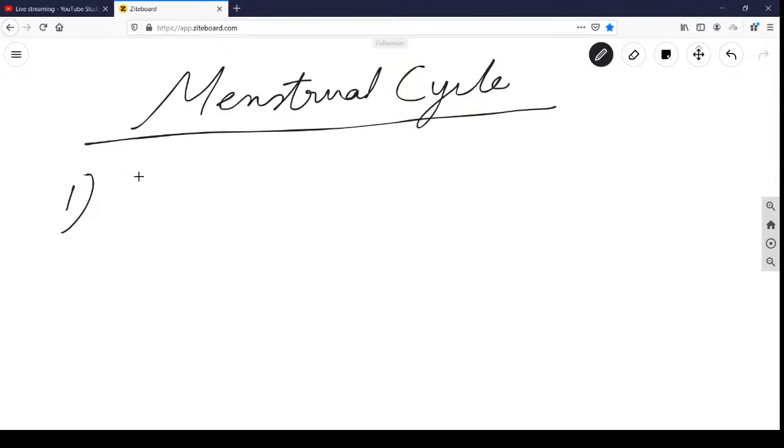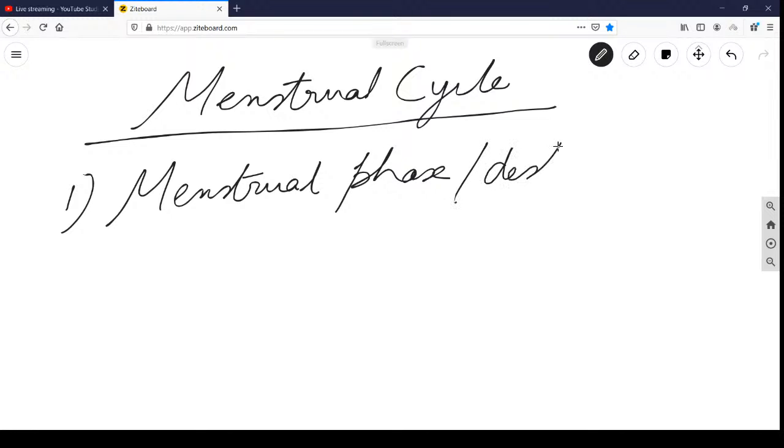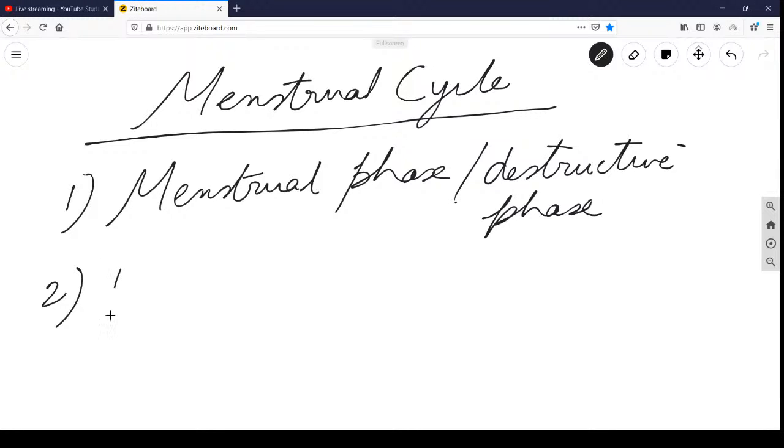So number one is the menstrual phase or destructive phase. Number two is the follicular phase or proliferative slash estrogenic phase.